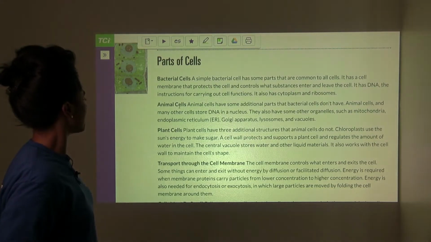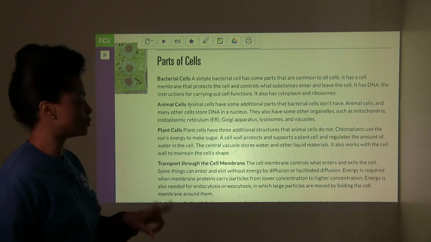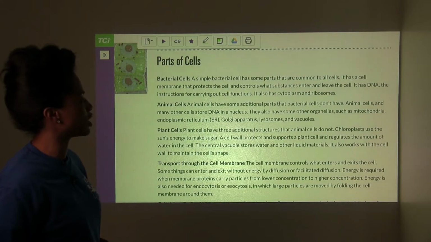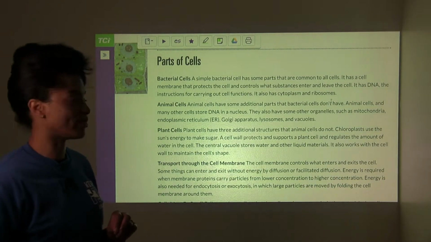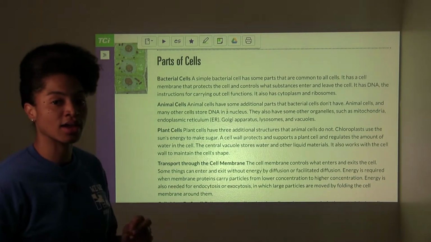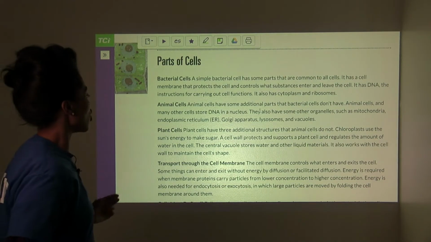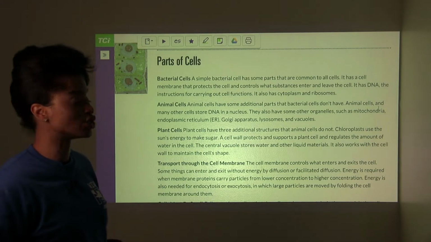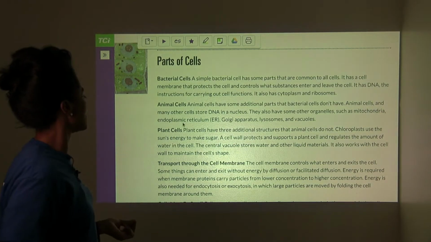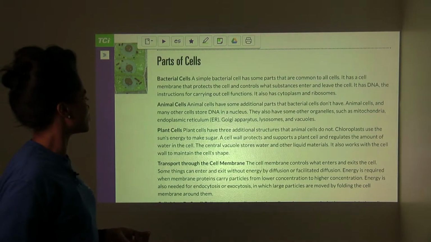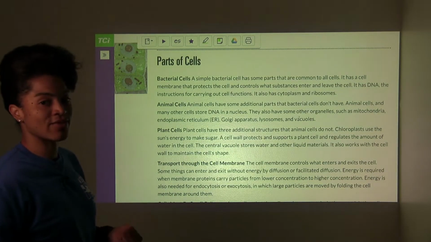Animal cells, that was section 2. Animal cells have some additional parts that bacterial cells don't have. Animal cells and many other cells store DNA in a nucleus. They also have some other organelles such as mitochondria, endoplasmic reticulum known as ER, Golgi apparatus, lysosomes, and vacuoles.